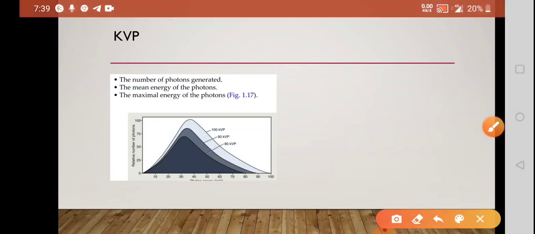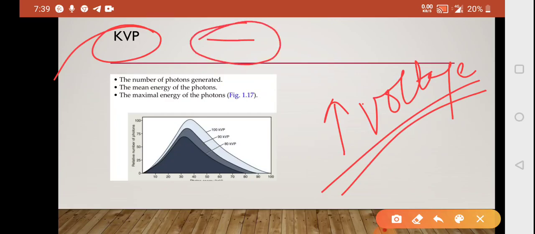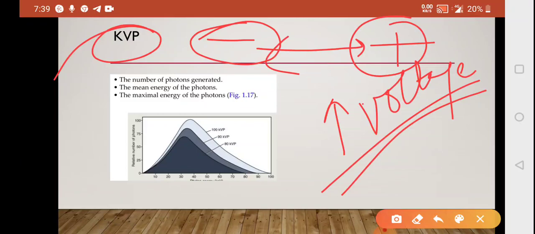Next is KVP. When you increase the KVP, that is, when you increase the voltage, what is going to happen? Obviously if 5 electrons are coming, 5 will come. Fine, time is the same, the current is the same, but when you increase the KVP, the energy of the electrons with which they hit the tungsten target increases. If you increase the KVP, you make the cathode more negative, and the more negative the cathode, the greater the difference between cathode and anode, and the greater the difference, the more energy the electrons have when they hit the target.